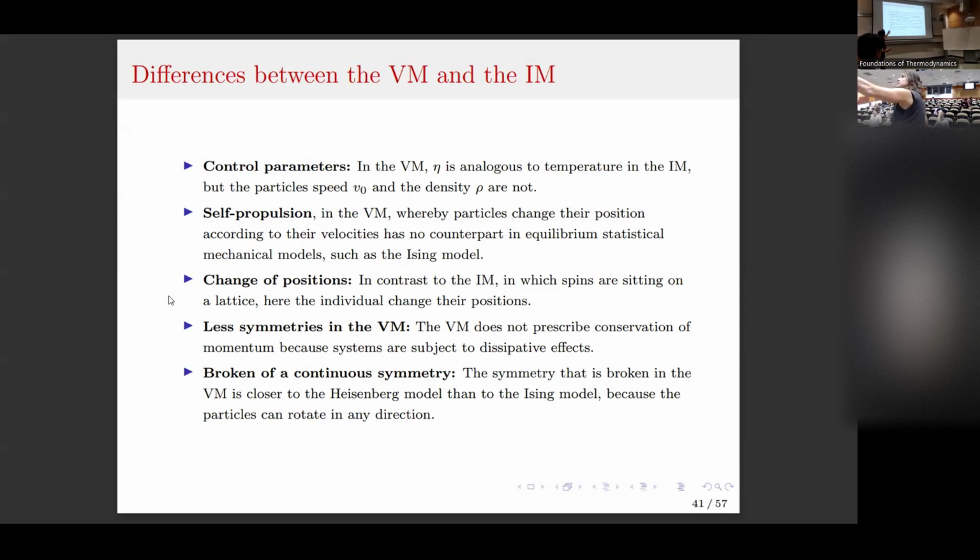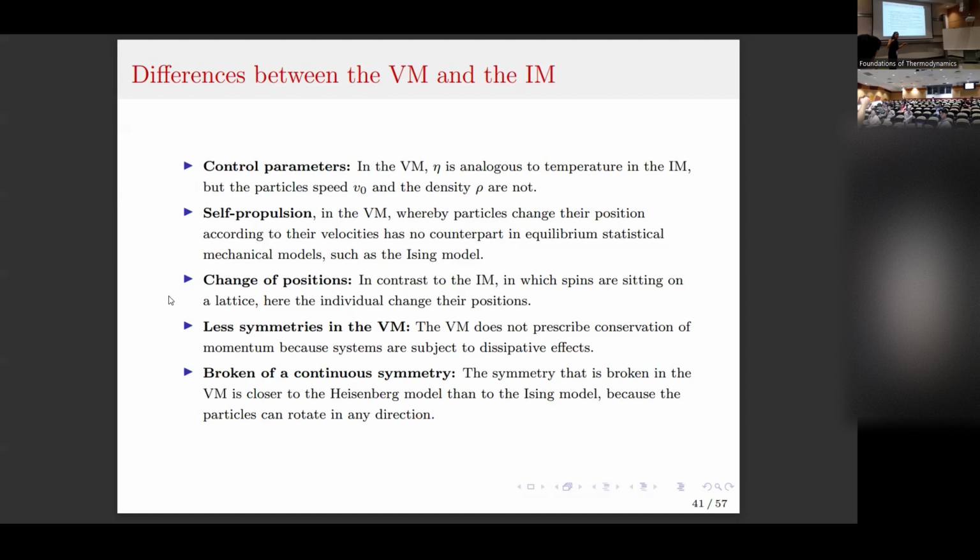But still, there are many differences between the Vicsek model and the Ising model. For instance, with respect to the control parameters. This quantity here is analogous to the temperature, but we also have to include density, which is not part of the Ising model, because in the Ising model we represent particles by points, so density doesn't change. Whereas here, it's crucial. We assume self-propulsion, which is a property that has no analog in the Ising model. This means that the birds put themselves in motion. Because of this, there is a change of positions. There are fewer symmetries than in the Ising model. For instance, there is no conservation of momentum here.